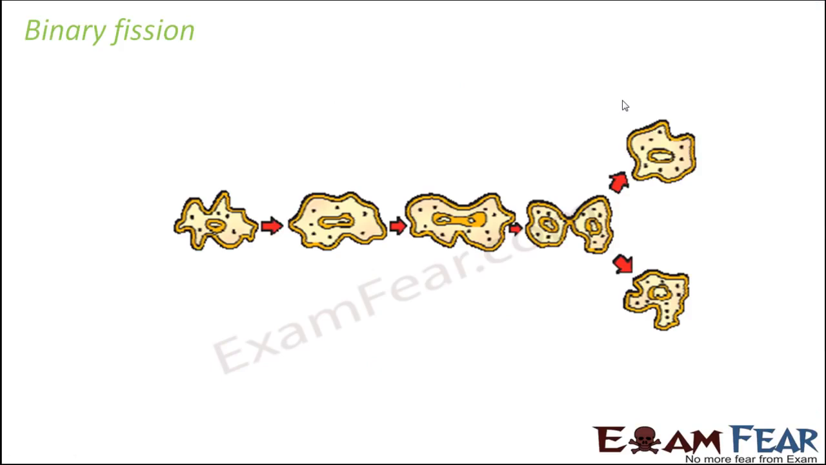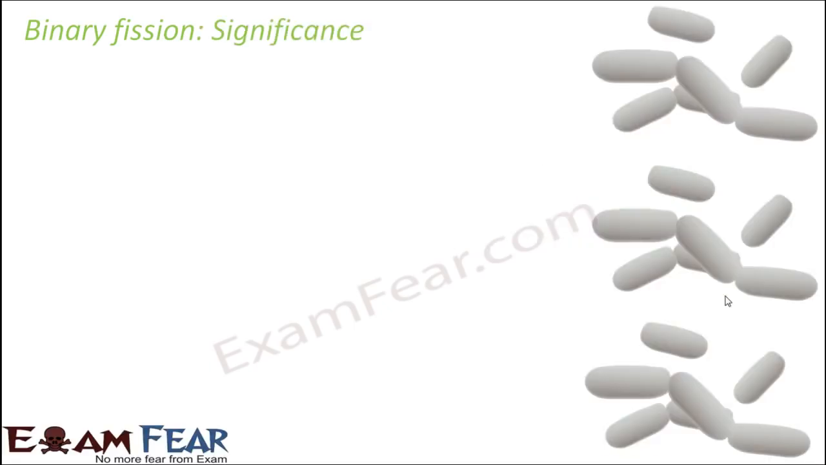So this is how the process happens. Here we have shown the picture of amoeba. Here also if you see, the nucleus gets elongated and finally gets divided into two parts. And the nucleus separation is followed by the separation of the cytoplasm. And as a result, two identical daughter cells are produced.